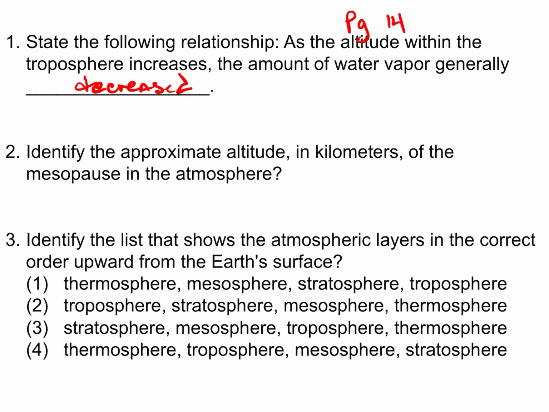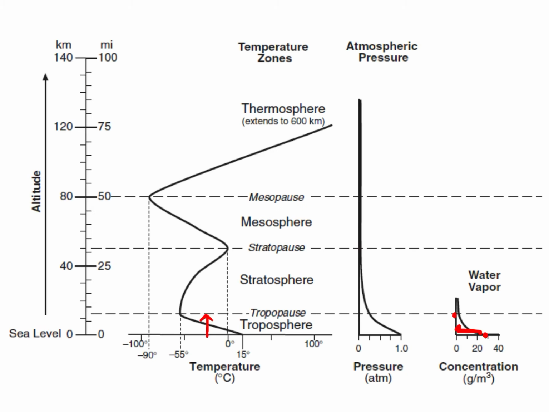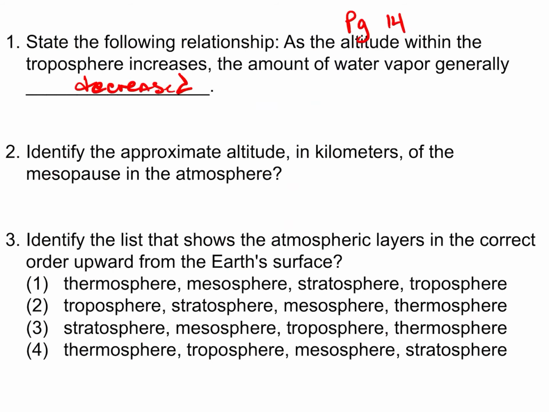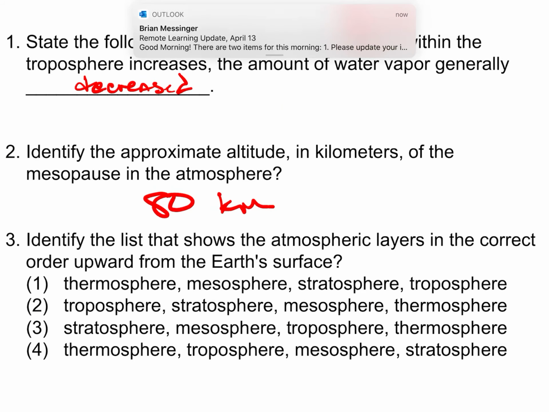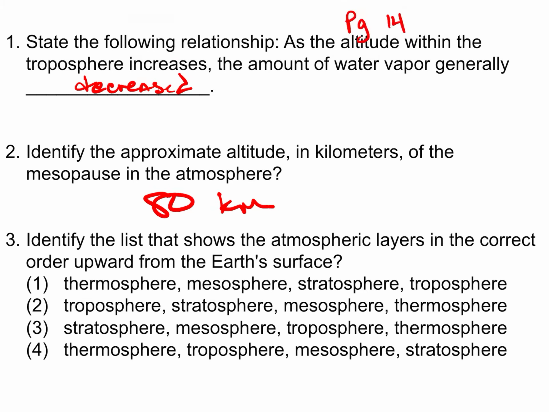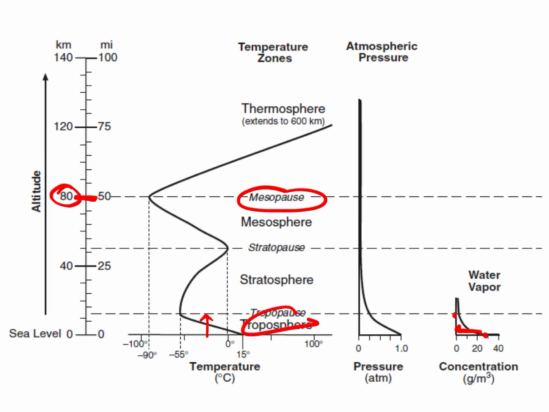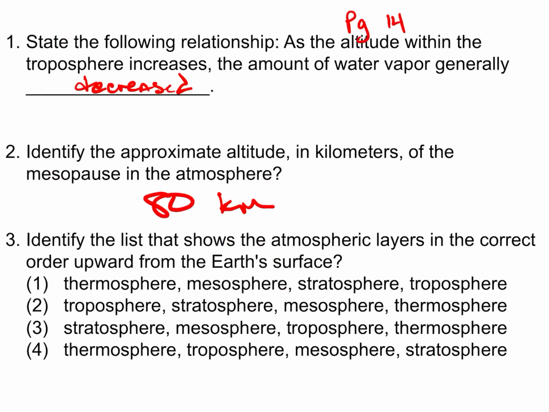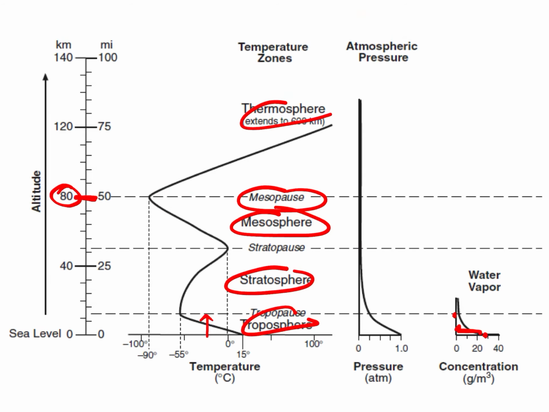Identify the approximate altitude in kilometers of the mesopause. Here's the mesopause, here's the altitude. They wanted it in kilometers, so that's going to be 80 kilometers. And then, identify the list that shows the atmospheric layers in the correct order upward from the Earth's surface. So it's troposphere, stratosphere, mesosphere, thermosphere. That would be choice 2. Again, this is page 14 in your reference table. Make sure that you know it.